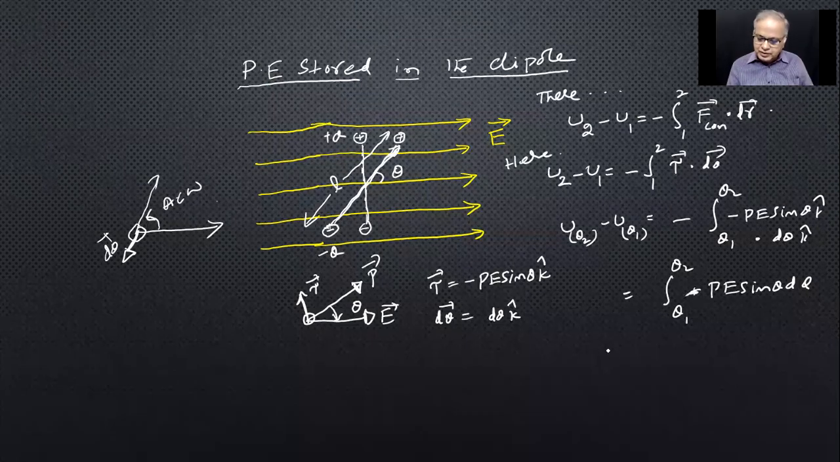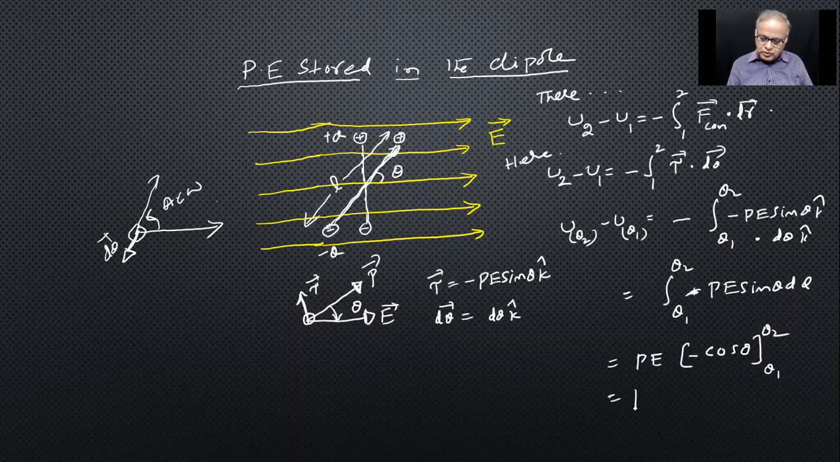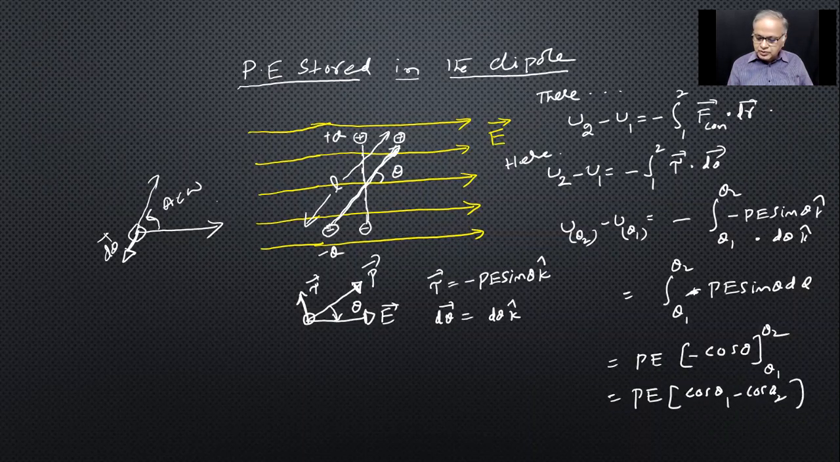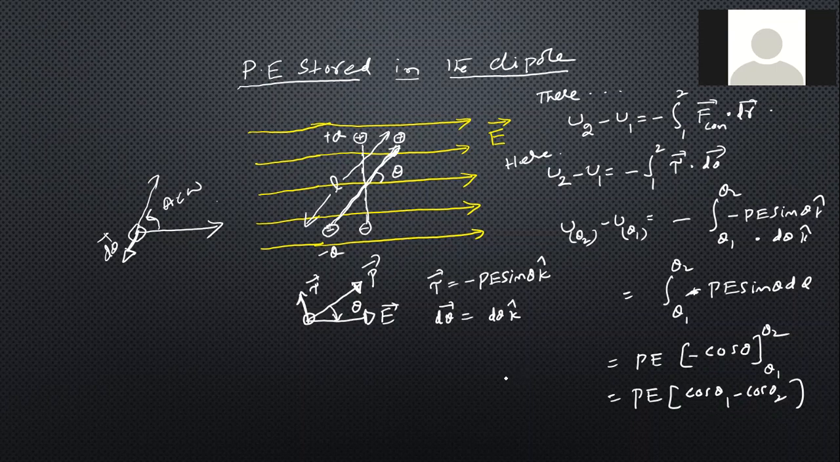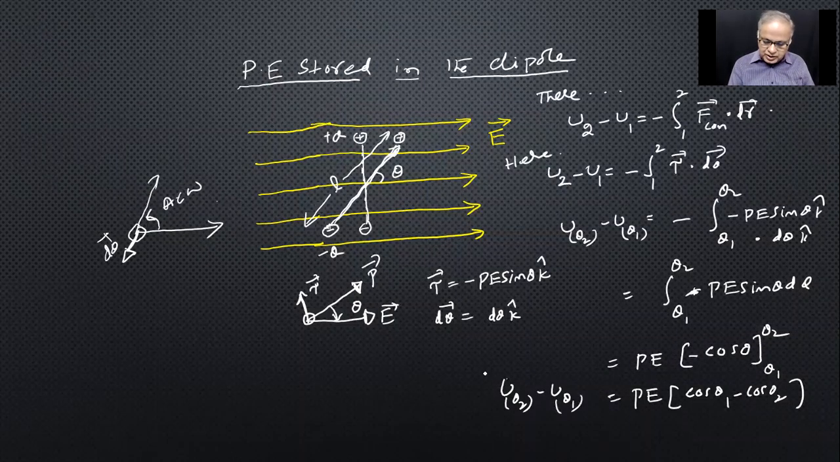What do you say? So PE, what is integral sine theta? Minus cos theta, between theta 1 to theta 2. So what do I get here? PE times cos theta 1 minus cos theta 2, isn't it? Minus cos theta 2 minus minus of cos theta 1. Do you understand that? Yes. I don't want to write one more step. So this is U at theta 2 minus U at theta 1, a generalized formula.